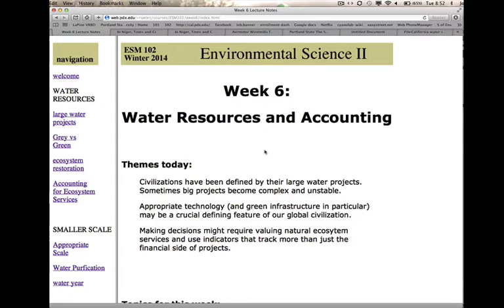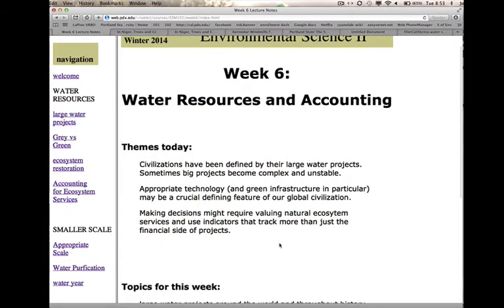The other is that we're going to explore some appropriate technology, green infrastructure, and small projects that may actually be crucial in defining our sustainable future. And the third theme is that when we're making decisions about environmental projects, we really need the right indicators. We need to have the right information at our fingertips so we can say whether we're improving the ecology, the economy, and society.